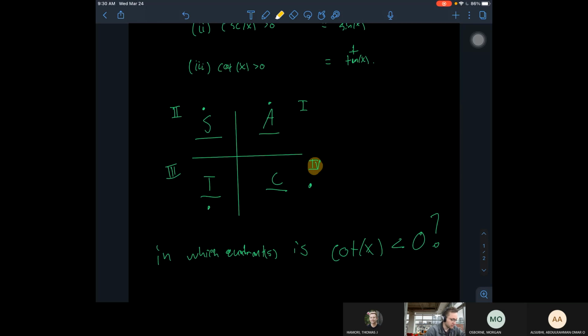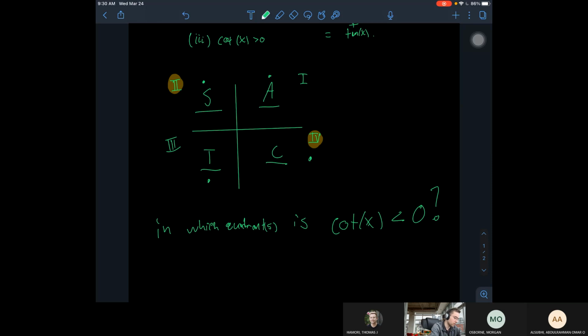Any other quadrants? 2? Yeah, also 2, right? These are the two regions where tangent of x is going to be negative, so those are the two regions where 1 divided by tangent of x will be negative. So the answer here is 2 and 4.